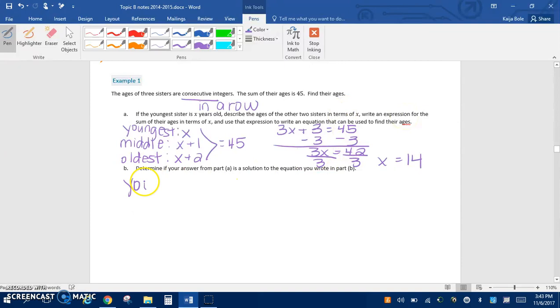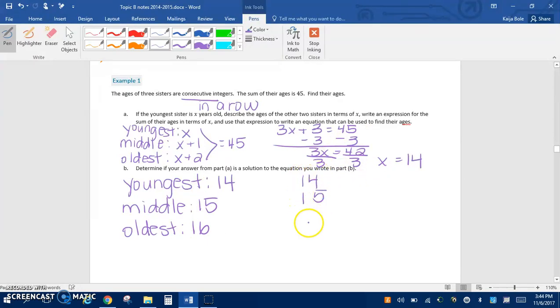So we know that the youngest would be 14, which means the middle would be 15. And the oldest would be 16. So to check and see if that's correct, we would add all of those up. 14, 15, 16, if we add them all up, we do indeed get 45, so we know that that is correct.